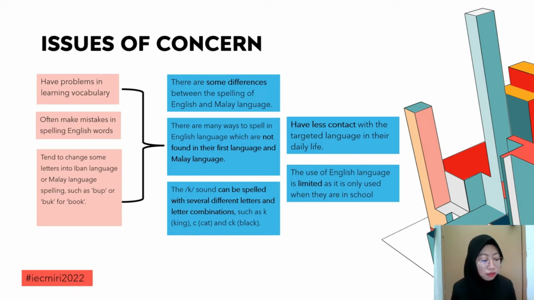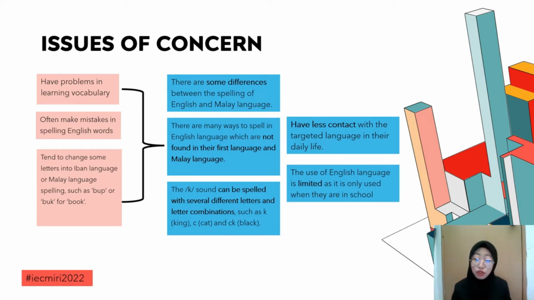The problem also emerges because there are some differences between the spelling of English and Malay language. There are many ways to spell in the English language which are not found in the first language and Malay language. The k sound can be spelled with several different letters and letter combinations, such as K for king, C for cat, and CK for black.